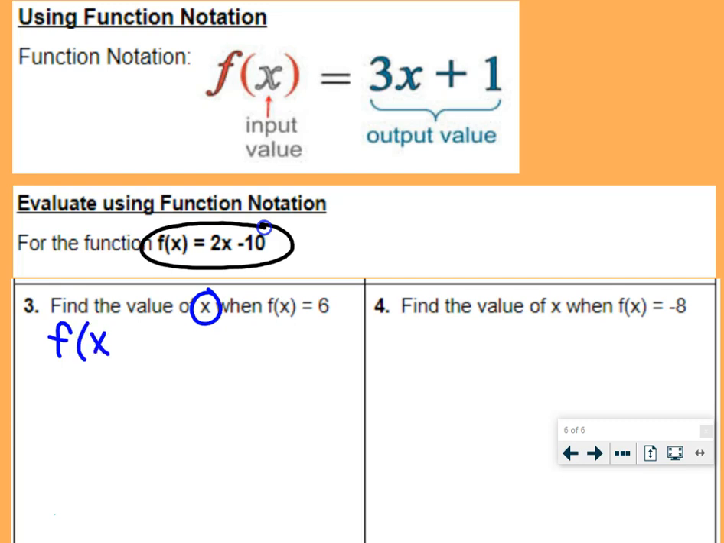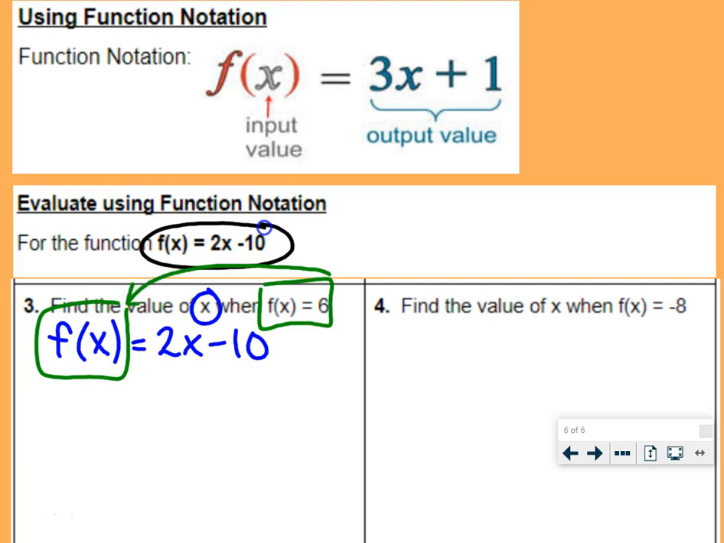So if we write f of x equals 2x minus 10, this time we don't know what x is, but we do know what f of x is. We know f of x equals 6. So when we see f of x here, we can replace it with a 6 because we know it's equal to 6. So we can say 6 equals 2x minus 10.